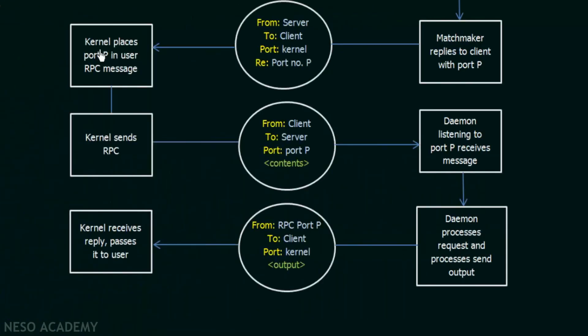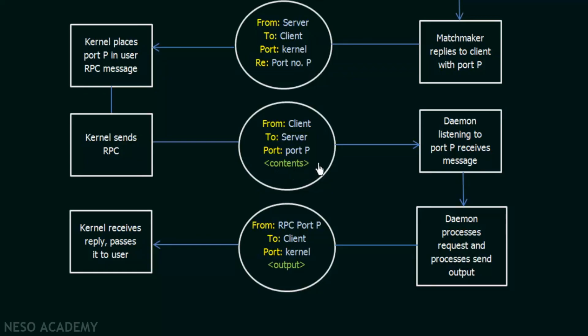After the kernel places port P in the user's RPC message, the kernel sends the RPC. Now we have got everything that we required. We got the port number of the procedure we were interested in, and the kernel now sends the RPC to that port where procedure X is residing. It is sending a message from the client side to the server, to port P, since we found out that procedure X is at port P, and we are sending the contents of the RPC.